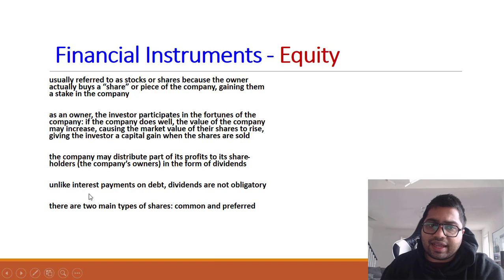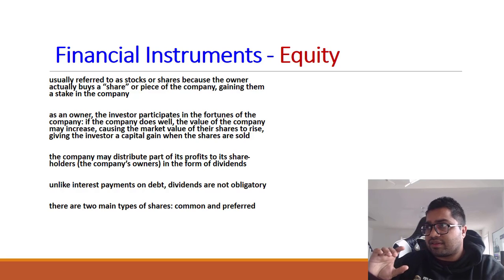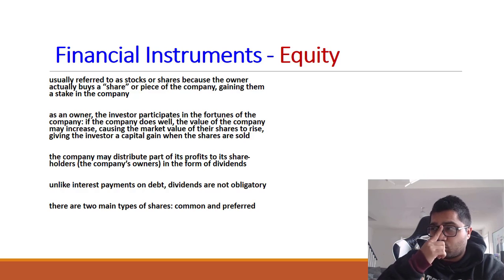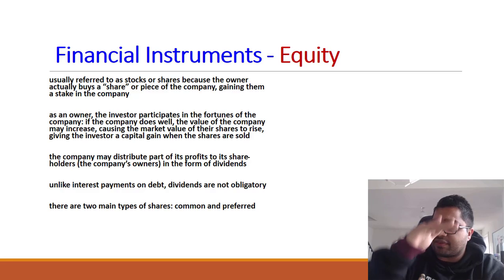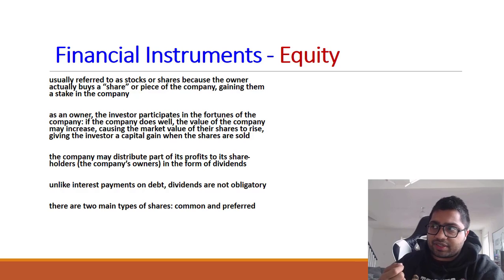Unlike interest payment on debt, dividends are not obligatory. They are not a fixed thing. There are two main types of shares: common shares, in which you participate in an appreciation, and preferred shares, which is a little different. We are going to discuss it in a little further detail, but right now, preferred shares have a fixed rate of dividend and preference in dividend. Generally, common shares do not have a fixed rate of dividend, and they have lesser preference in terms of dividend payments. So if a company is making some profits and it has two types of shares, preferred stock and common stock, it will first pay dividends to preferred stock.